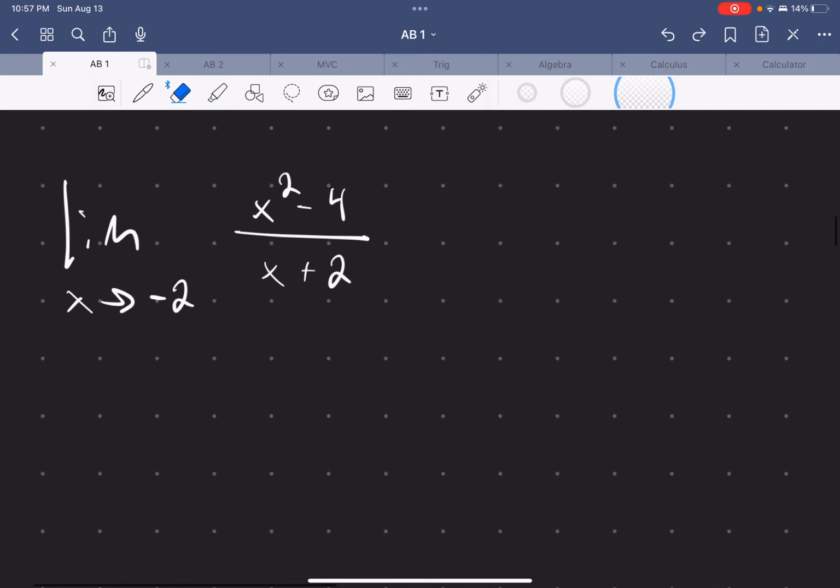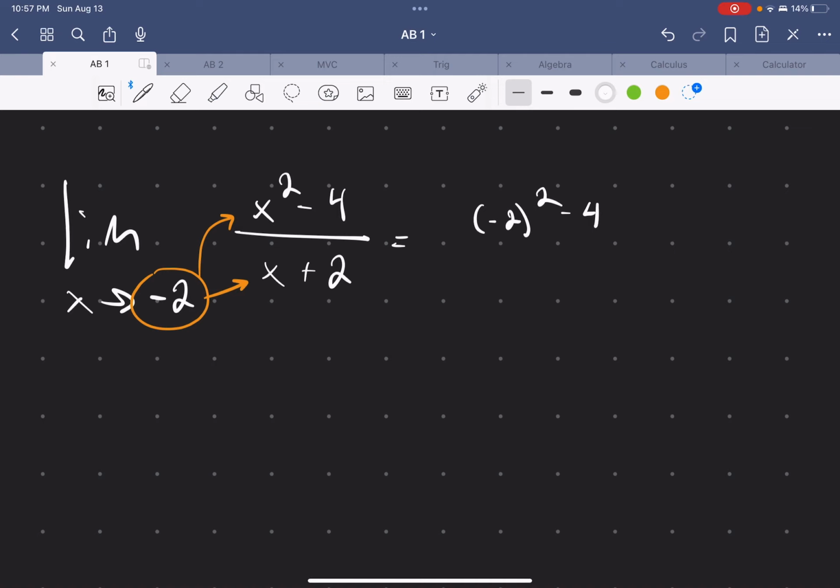So let's say we have the limit as x goes to -2 of x squared minus 4 over x plus 2. So you might try direct substitution. I'm going to take my -2 and plug it in for all the x's. If I did that, I would get -2 squared minus 4 in the numerator, and then -2 plus 2 in the denominator. This would be 4 minus 4 over -2 plus 2, which is 0 over 0. So this is indeterminate form.